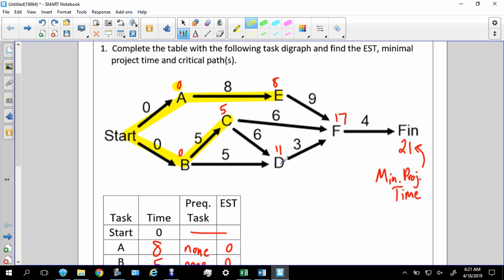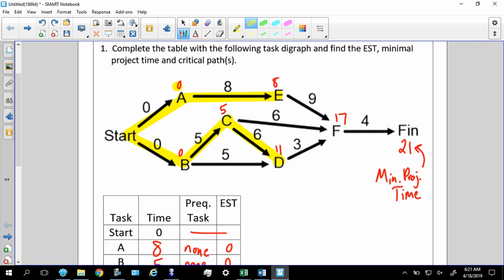Now, this is where things get a little trickier. D had 2 arrows. So you're either going to highlight this or you're going to highlight this. Now the question is, how did you get 11? Did B make D 11 or did C make D 11? Well, we'll see. 5, 6, 11.